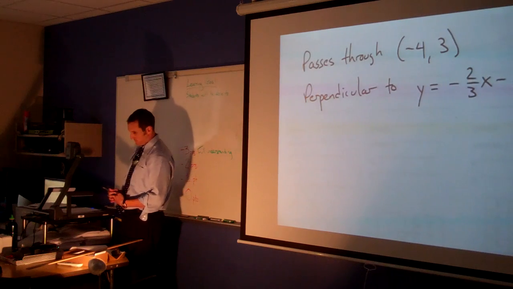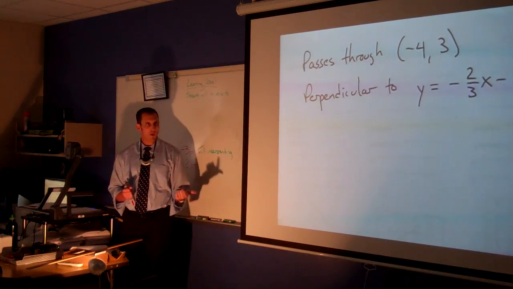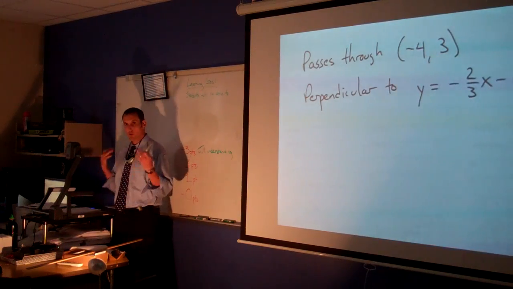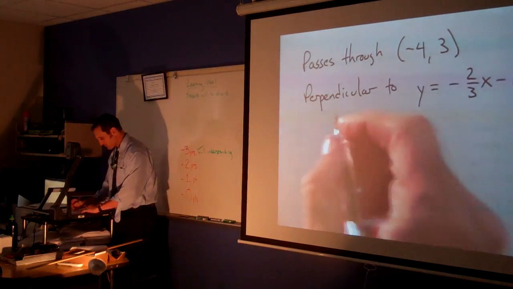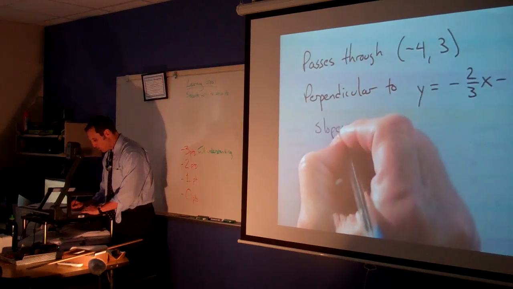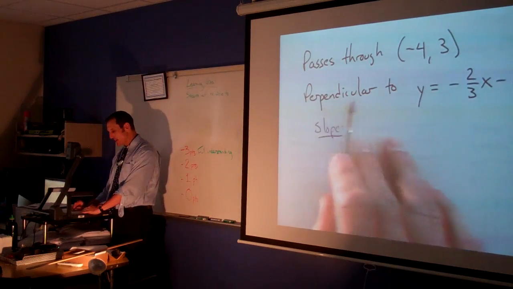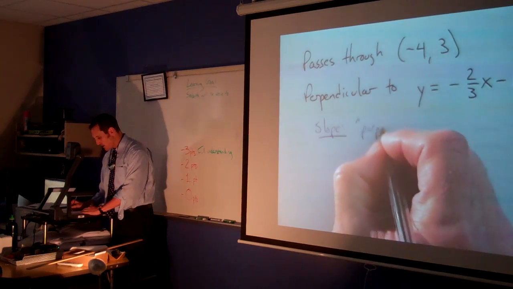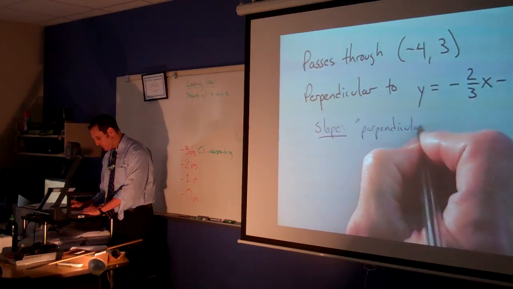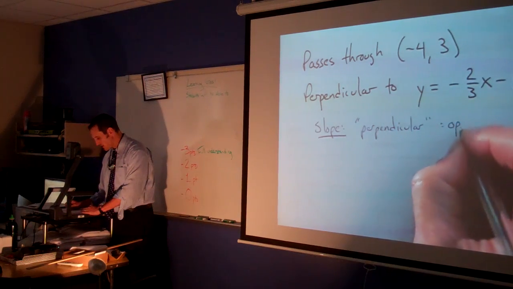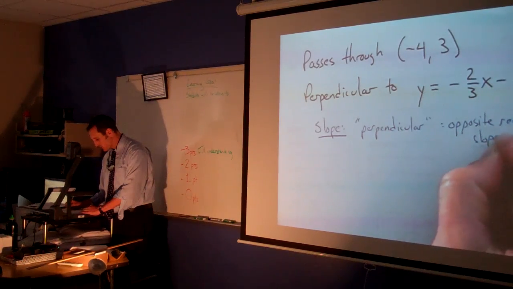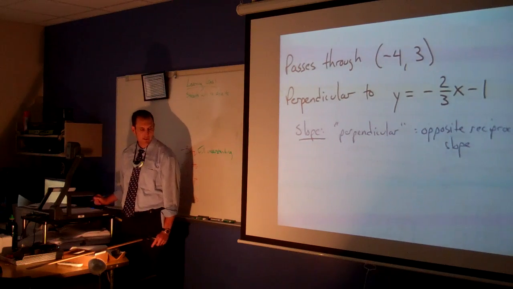And so we need a slope and a point to write our equation. Again, we have a point, but we need a slope. So to find slope, we have to investigate what perpendicular to this equation means. So perpendicular, remember, means to find the opposite reciprocal slope. Okay, that's what perpendicular means.